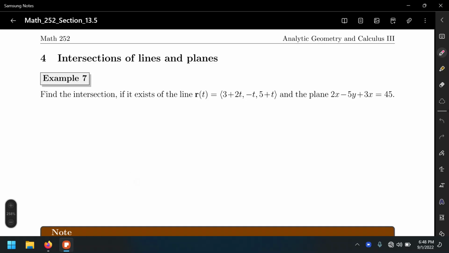Okay, so intersections of lines and planes. So let's find the intersection, if it exists, of a line and a plane. Well, in this case, we might want to consider three possible case scenarios.